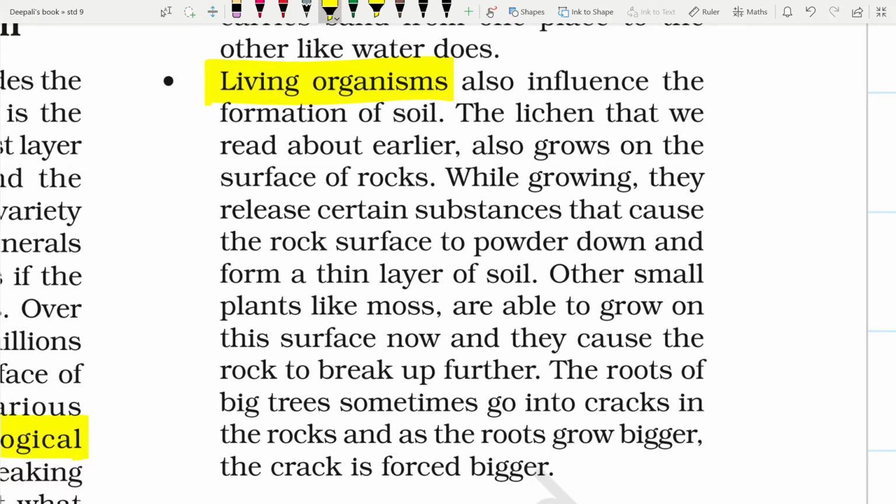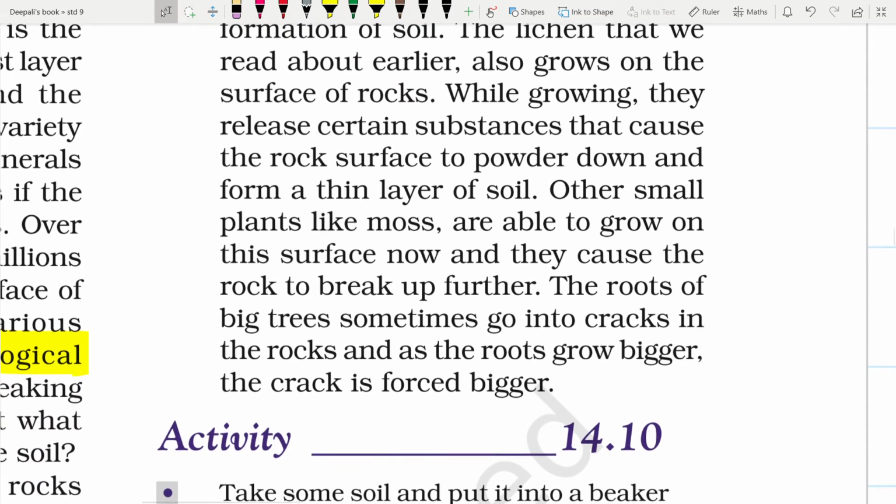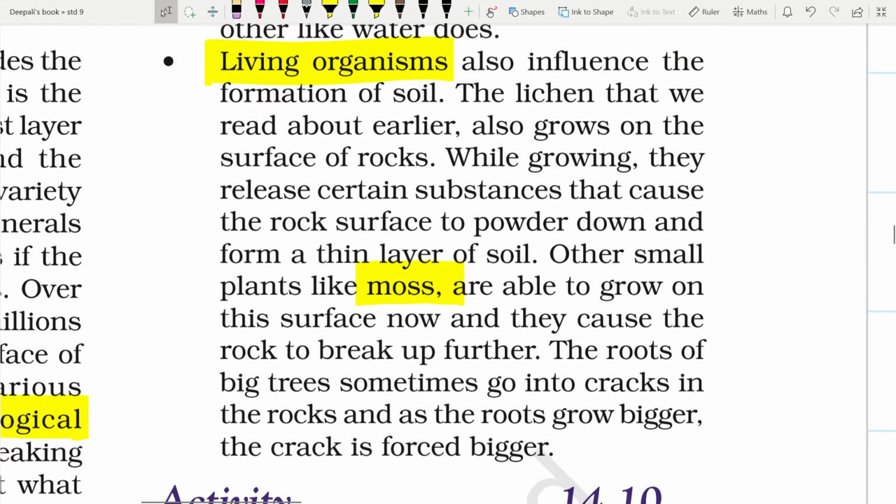The lichens which I read about earlier also grow on the surface of rocks. While growing, they release certain substances that cause the rock surface to powder down and form a thin layer of soil. Other small plants like moss are able to grow on this surface and then cause the cracks to break up further.